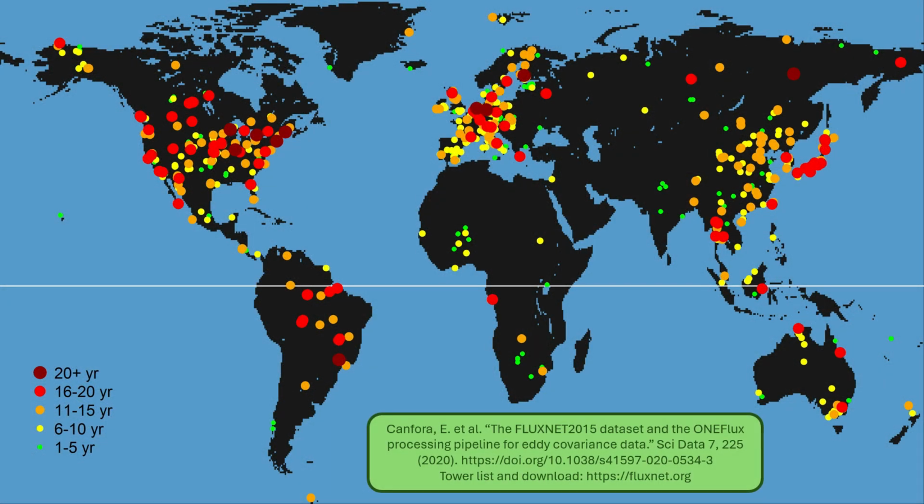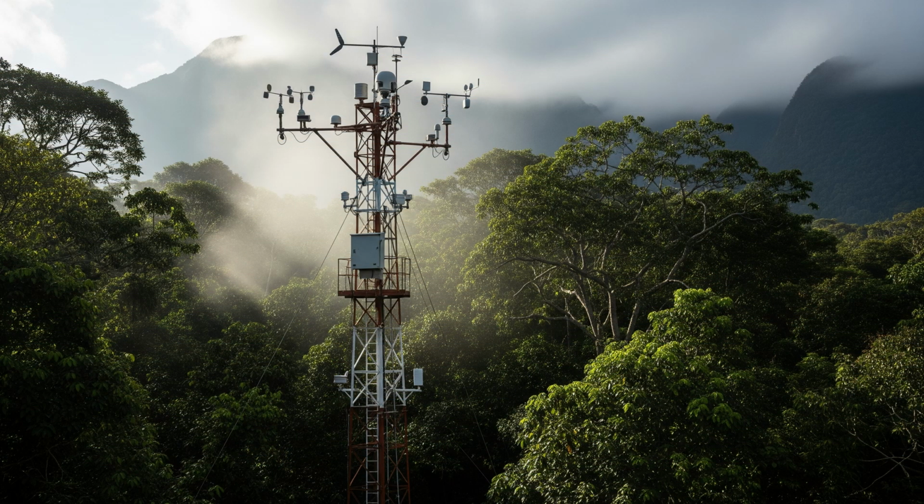Across the world, hundreds of research towers continuously measure how ecosystems interact with the atmosphere. These measurements form the global FluxNet network. Flux towers measure the exchange of carbon dioxide, water vapor, and energy between the land surface and the atmosphere using a technique known as eddy covariance.